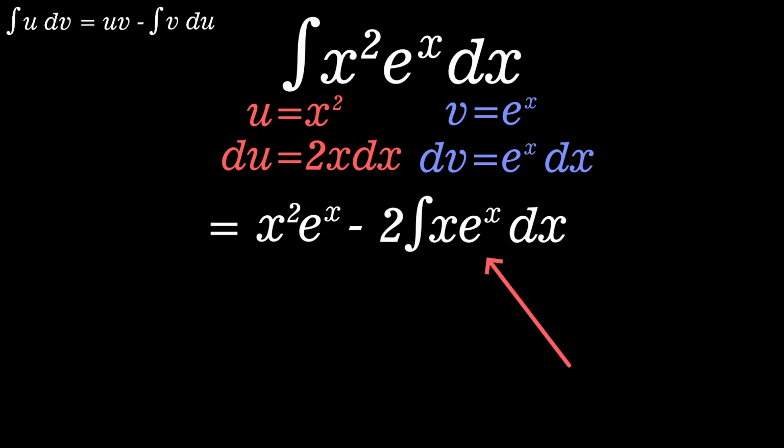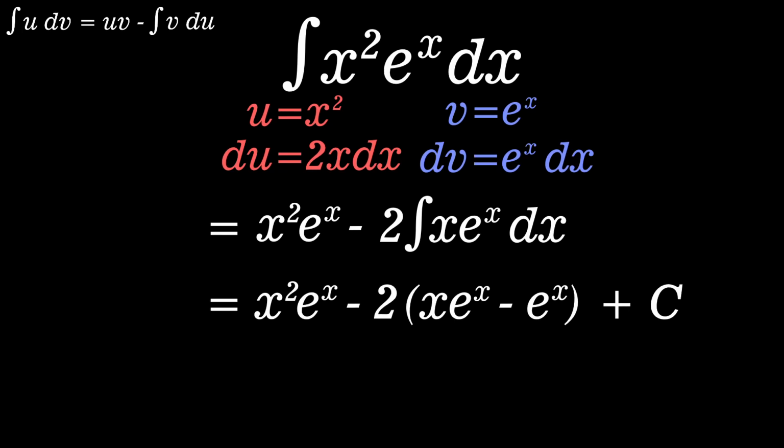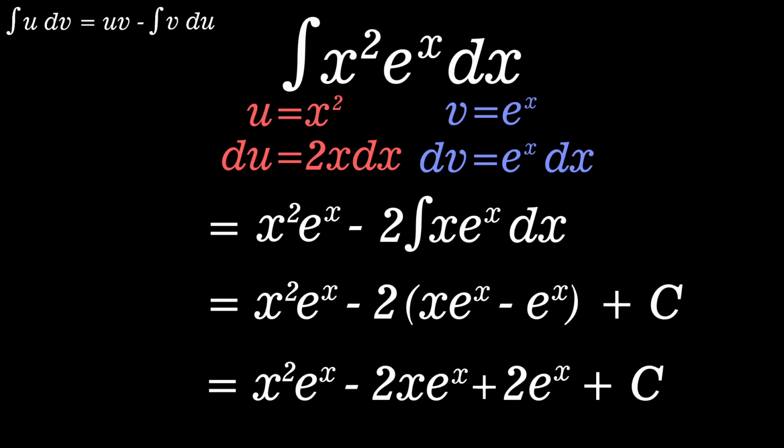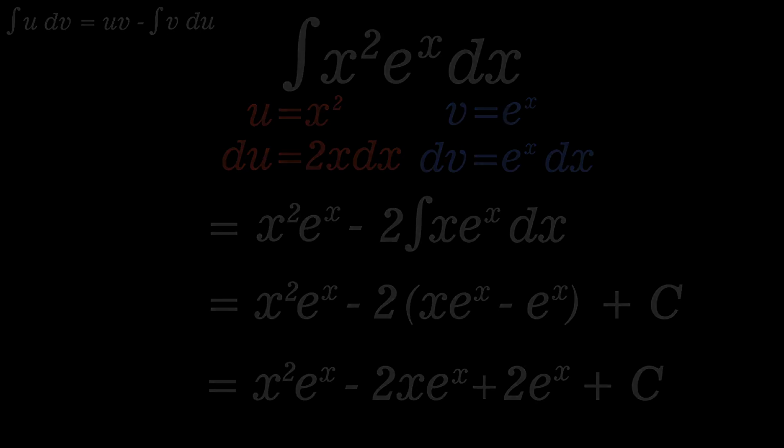Uh-oh, we can't integrate the new antiderivative normally. To solve this, we have to perform integration by parts again. To save the headache, we've already solved the antiderivative of x e to the x dx, which we did in the last problem, so we'll rewrite the complete answer as x squared e to the x minus 2x e to the x plus 2 e to the x plus c. Alright.